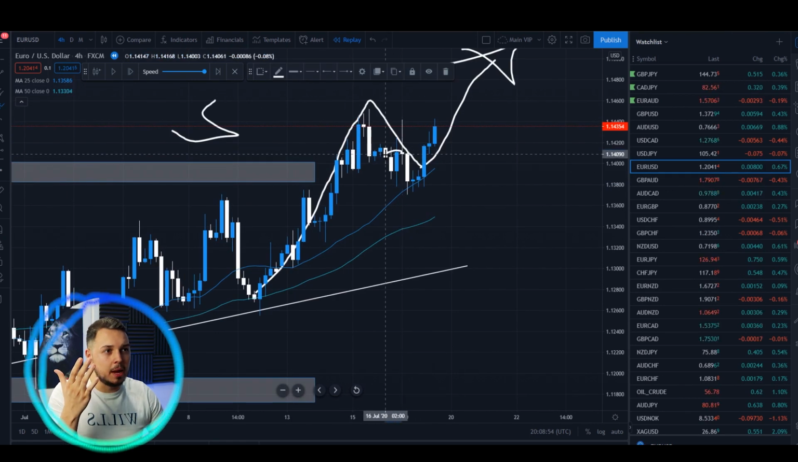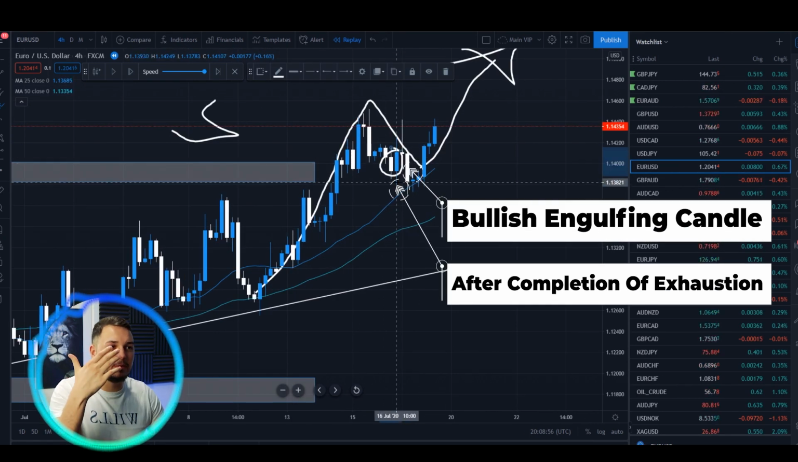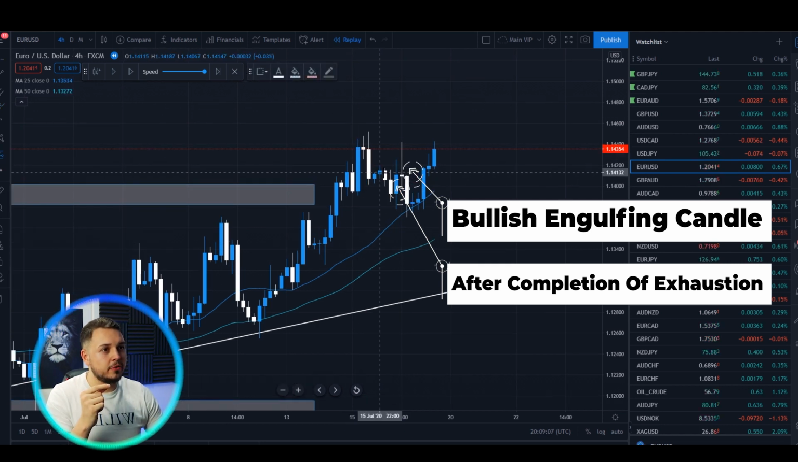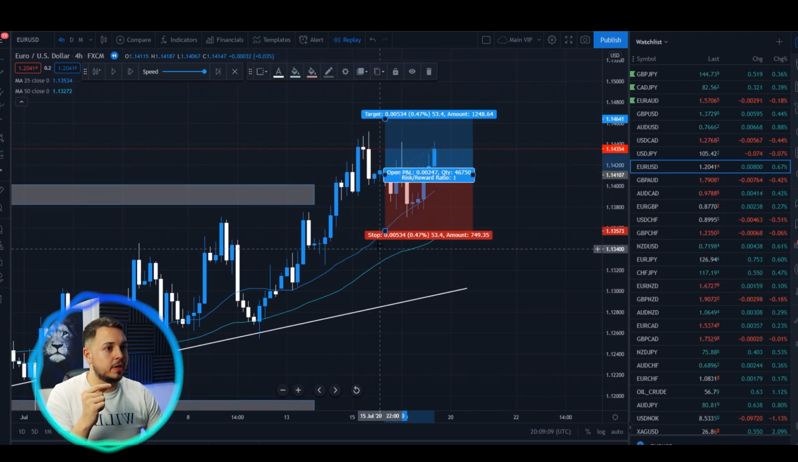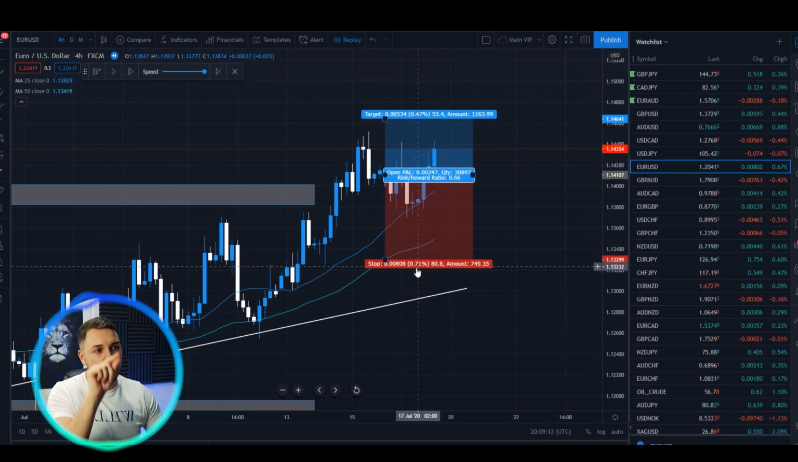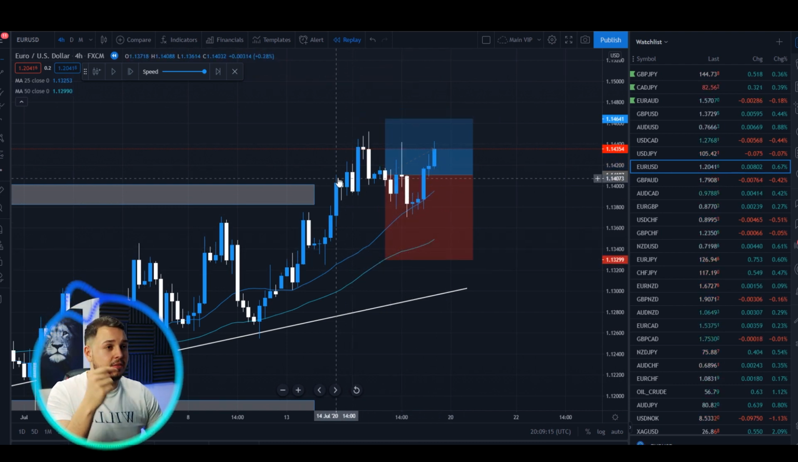Also, if we just zoom in, a bullish engulfing candlestick, this is where I would enter the trade long. So if I did that, I would open a long position just from this candlestick over here. Stop loss just around 80 pips, just below the 25 and 50, because they act as a support.